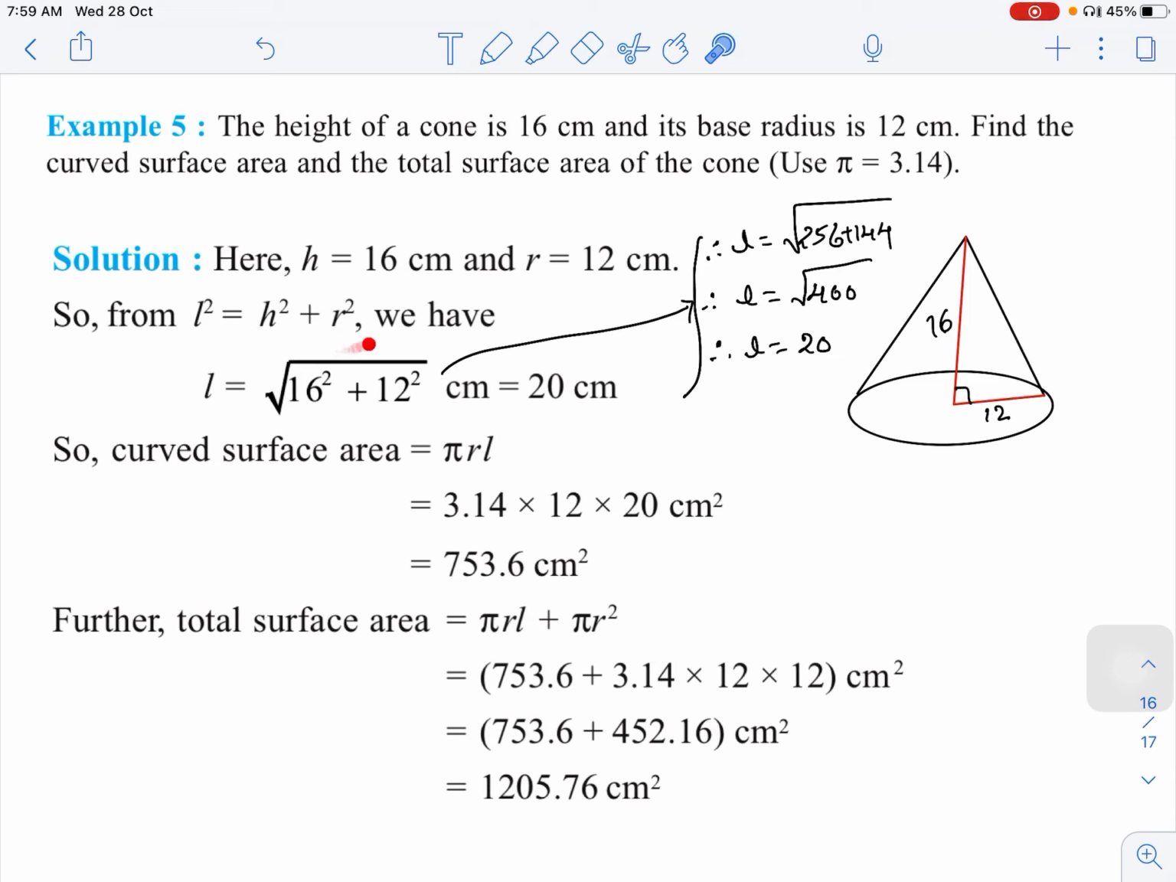Okay, so in this way, when only two values are given and you need the third one, we can find it by using this formula. And then we can easily find the CSA or TSA of a cone.